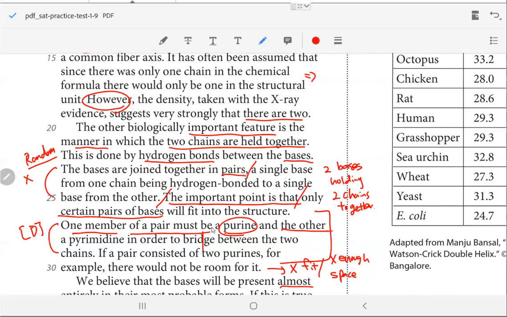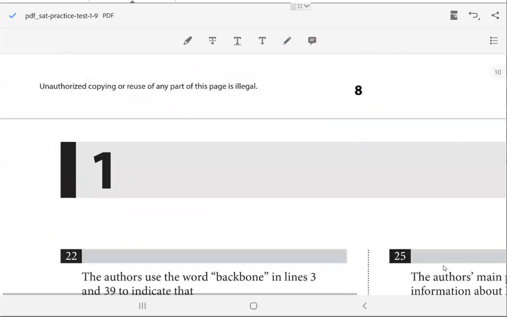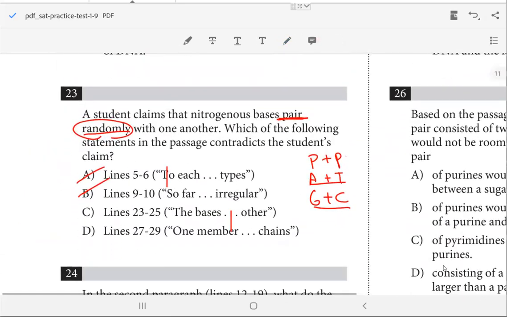Okay? So it's not random. And the other member has to be a pyrimidine. So chance of being randomly arranged is completely out the window. 그죠? 랜덤 할 수 없어요. 절대로. 그래서 23번 D.